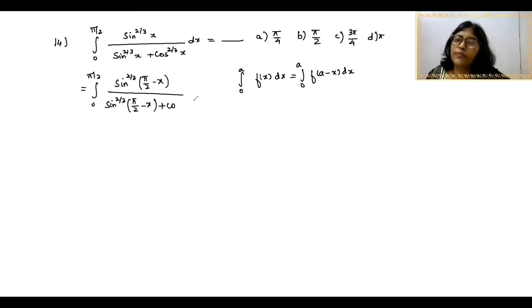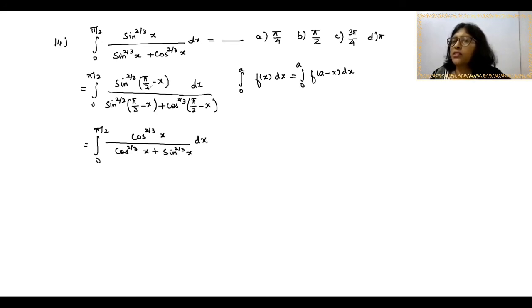cos. So when we apply pi by 2 minus x, sine gets converted to cos because it's 90 degrees, same down here. But the denominator doesn't change because the first term becomes cos and the second term becomes sine, and finally it remains the same. When the denominator remains the same and the numerator becomes the second term, like sine was already there, now it became cos, then we should add the two integrals.